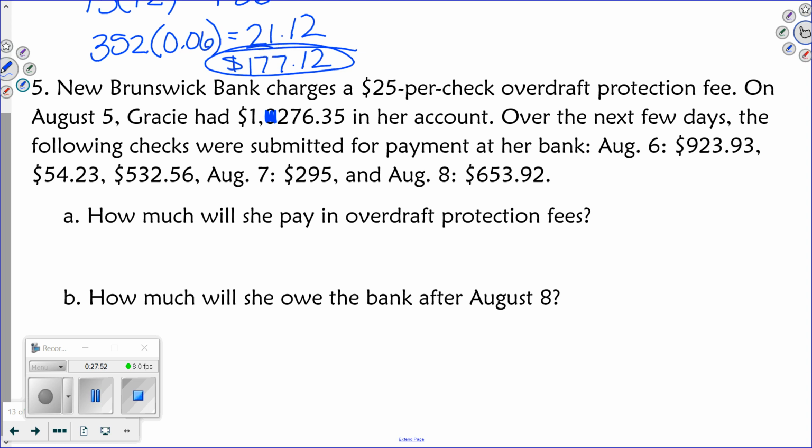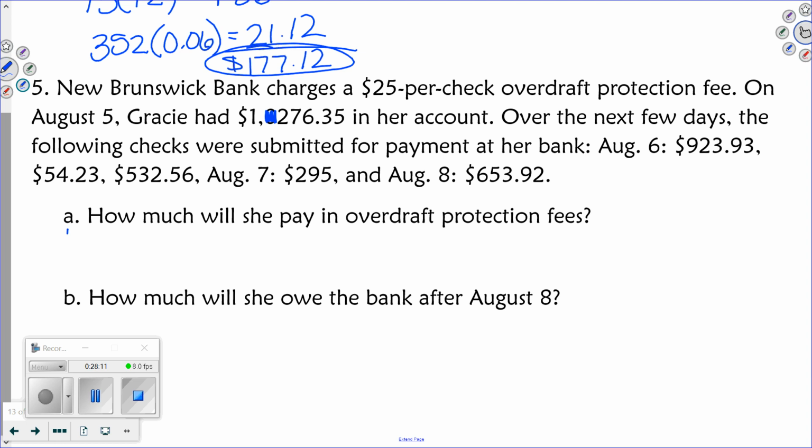So when do they charge the fee? What's overdraft mean? When I go below 0. I knew you knew it, but that's what I was looking for. It's when it goes below 0. When it goes in the negative, they charge you.